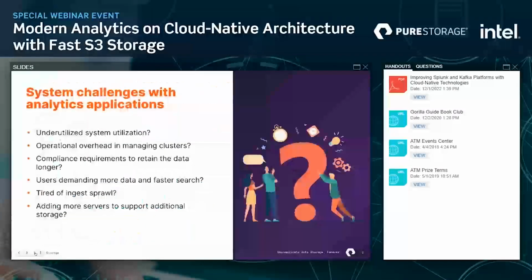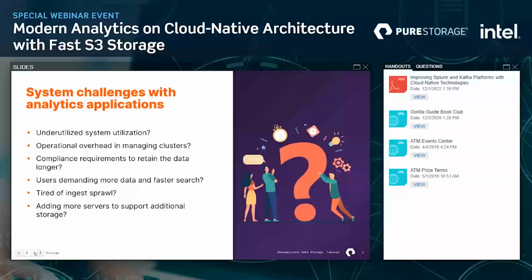As a part of today's presentation, we're going to share with you some testing that Pure did with Intel. What you see here are the challenges that were identified by Intel around their Splunk deployment. Some are the same as we've already covered, but there are other ones as well.